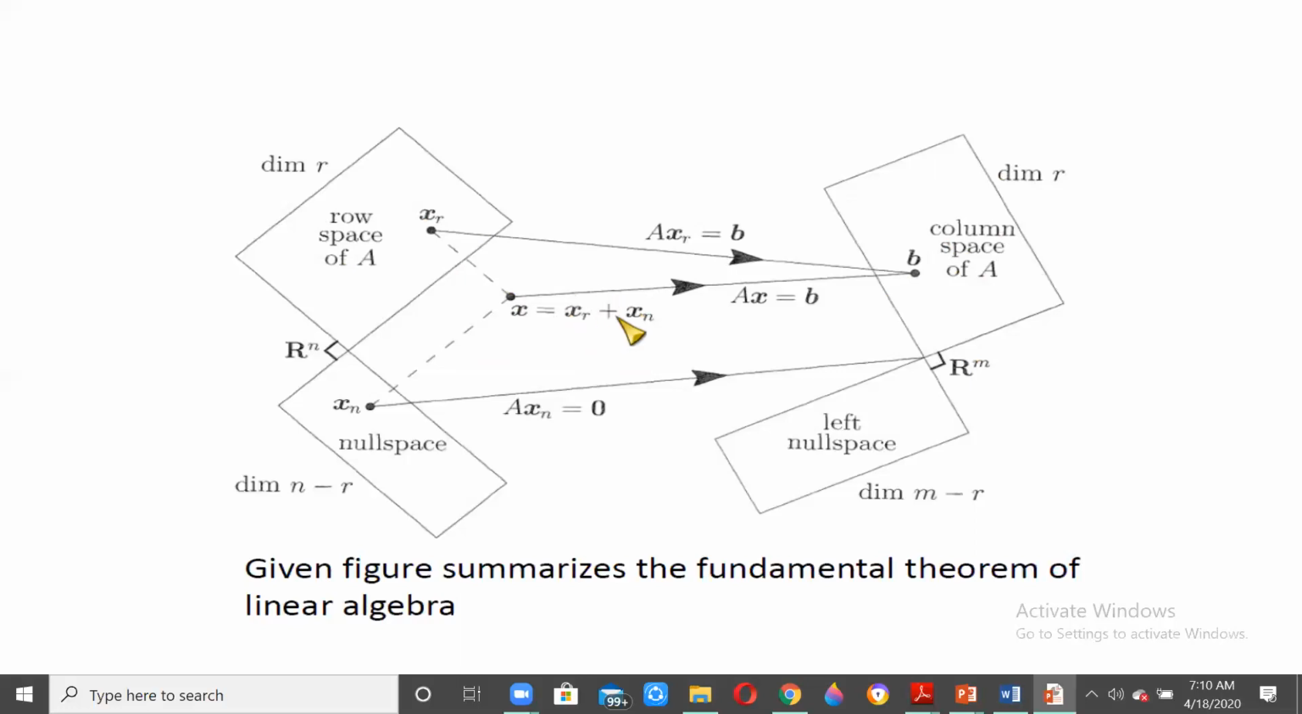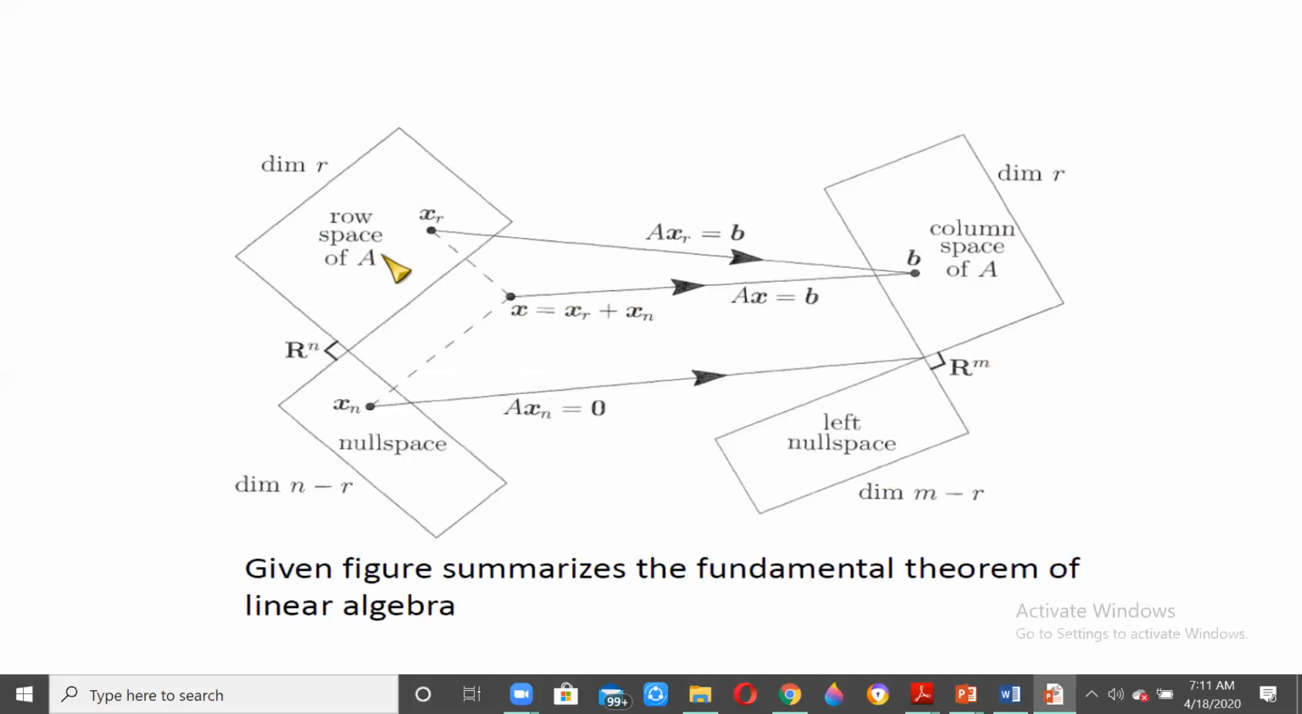One special solution and one particular solution, so to say, corresponding to the pivot, as well as the free variables. And thus, we will get this point. Also, there might be a point here which is mapped onto the column space of A.